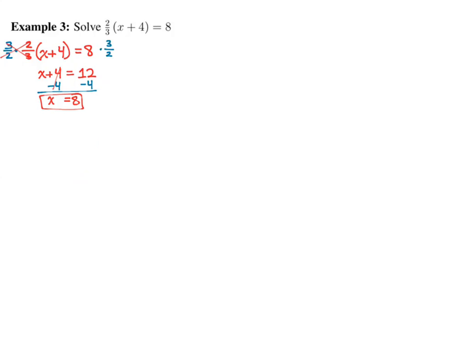Done. Kind of cool. This is less work than the distributive property, but it does require you to notice something a little bit more. So, you might not decide this is your method, but if you want to be lazy and smart, this is the method for you.